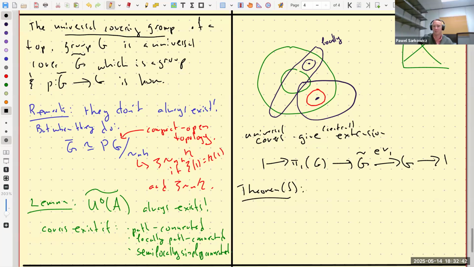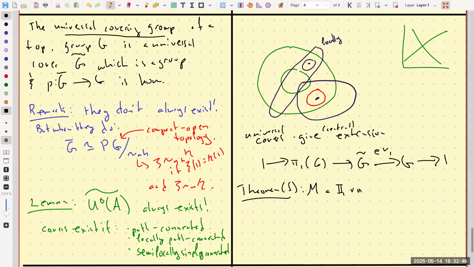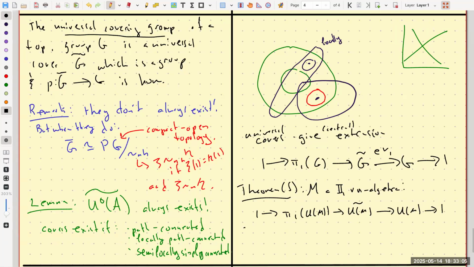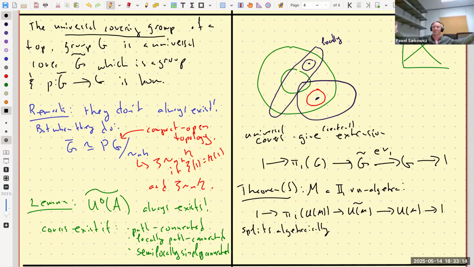So here's a theorem. M is a type II_1 von Neumann algebra, not a factor. Then this pi 1 of U of M, we go to the universal cover, we go to U of M. This splits algebraically. So again, I've taken topological stuff and I'm just saying, let's forget about the topology. I just want an algebraic thing. So this splits algebraically as U of M. And the proof of this is really using these predeterminants I was talking about, because you can show this sequence is left split by taking this predeterminant with the center valued trace. And that's more or less it.